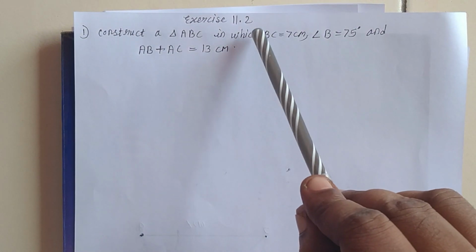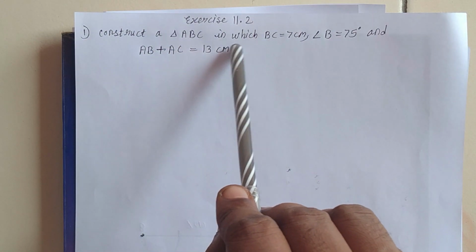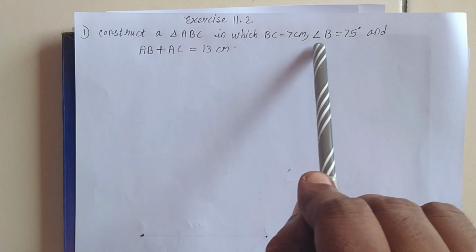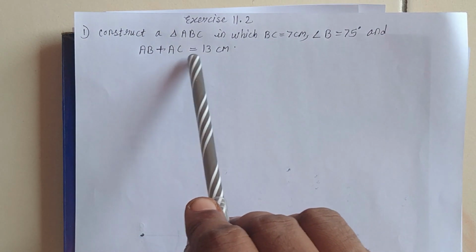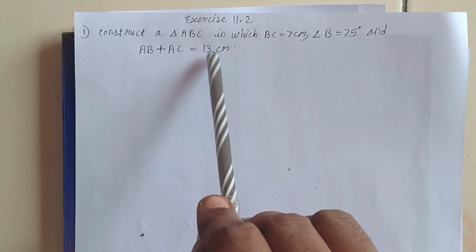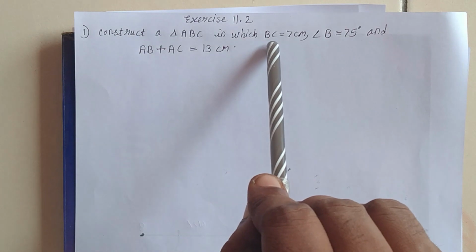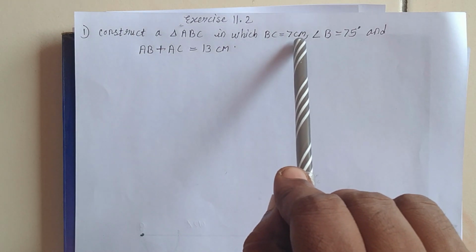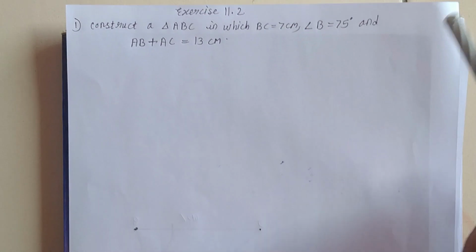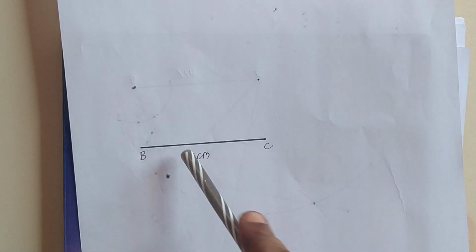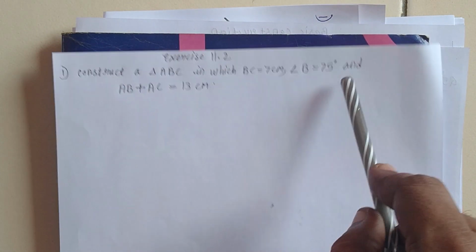Now exercise 11.2, first question: construct a triangle ABC in which BC is 7 centimeter, angle B is 75 degrees and AB plus AC equals 13 centimeter. So they have given the sum of the other two sides, and the base BC, one of the sides, is 7 centimeter. So you have to start with the base, that is BC. Here I have already drawn BC of 7 centimeter.